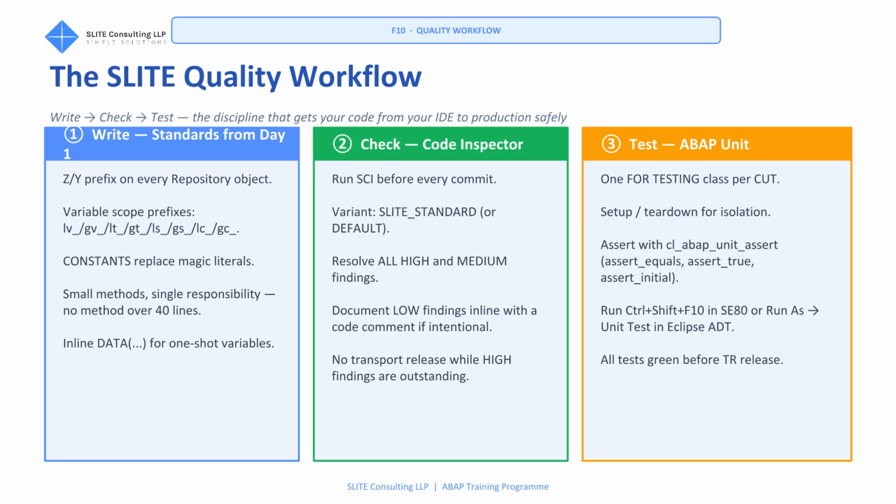Test with ABAP Unit. One testing class per CUT. Setup and teardown for isolation. Assertions through CL_ABAP_UNIT_ASSERT: assert_equals, assert_true, assert_initial. Run with Ctrl+Shift+F10 in SE80 or Run as Unit Test in Eclipse ADT. All tests green before the TR is released. 3 steps. Apply all 3 on every line of code you ship.